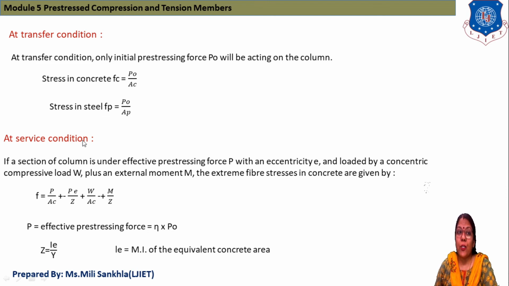At service condition, if a section of a column is under an effective pre-stressing force P with an eccentricity e, located by a concentric compressive load W plus an external moment M, the extreme fiber stresses in concrete are given by f = P/Ac ± Pe/Z, because it depends upon the deflection, W/Ac, then plus or minus M/Z.